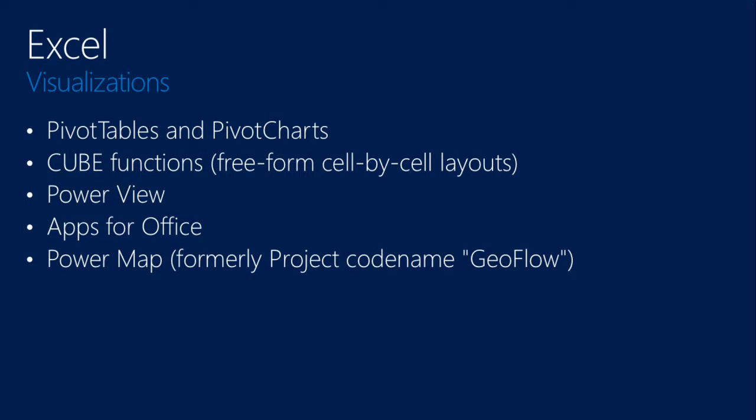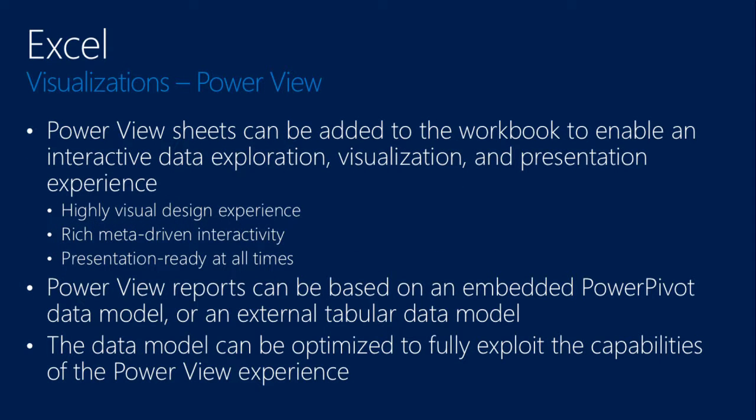Visualizations. Excel does a great job of this. So now that we've got our data, either externally sourced data or, in this case, the internal workbook model itself, a variety of options to visualize the data that you have, be it the classic pivot table or pivot chart. My favorite with the cube functions that work against the Power Pivot workbook model. There's Power View, new in Excel 2013, Apps for Office, new in Office 2013, and Power Map that we'll take a look at shortly for the three-dimensional geographic spatial analysis.